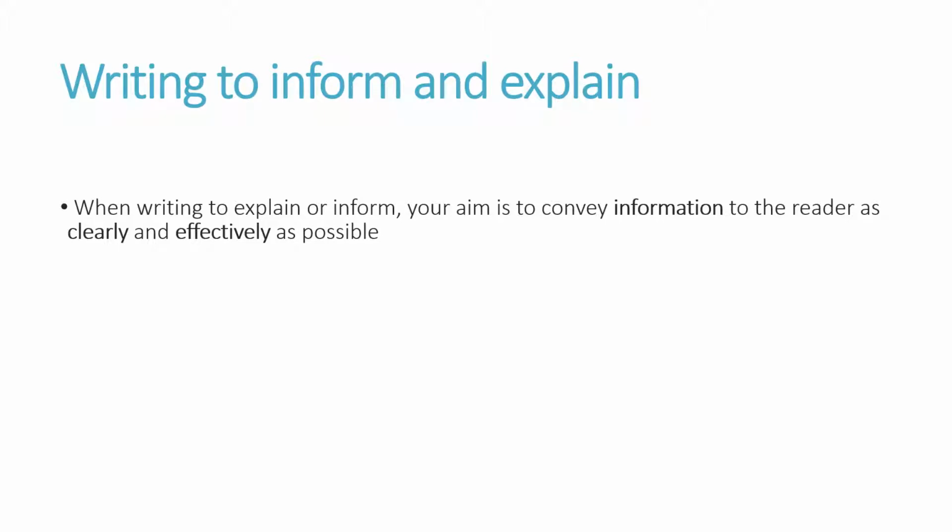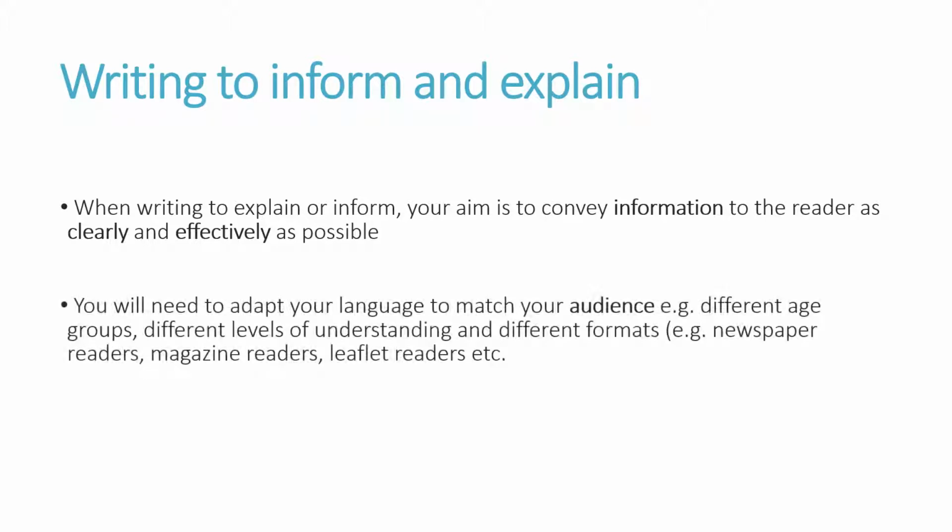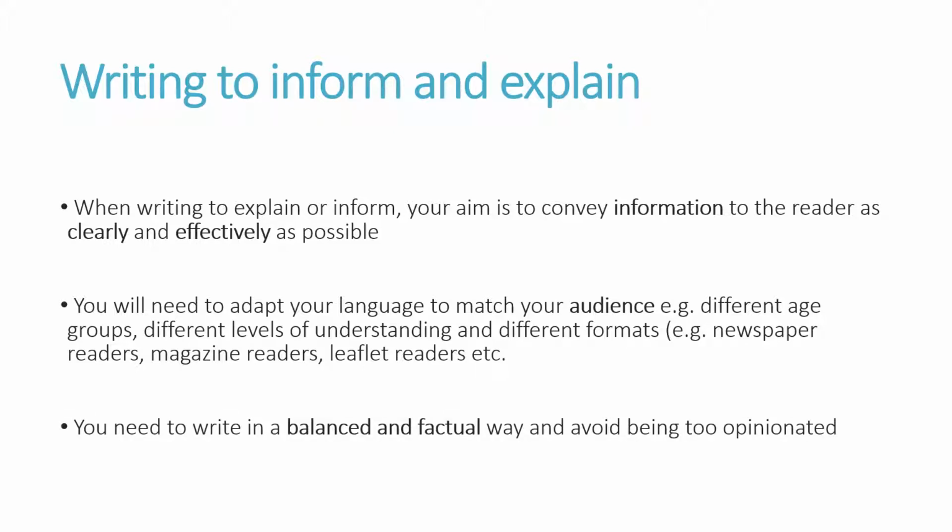When writing to explain or inform, your aim is to convey information to the reader as clearly and effectively as possible. You'll need to adapt your language to match your audience, e.g. different age groups, different levels of understanding and different formats, for example, a newspaper reader or magazine reader, leaflet readers, etc. will all influence the style and type of language that you need to use. You'll also need to write in a balanced and factual way, and you need to avoid being too opinionated.